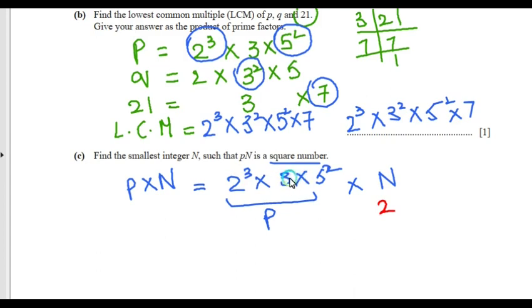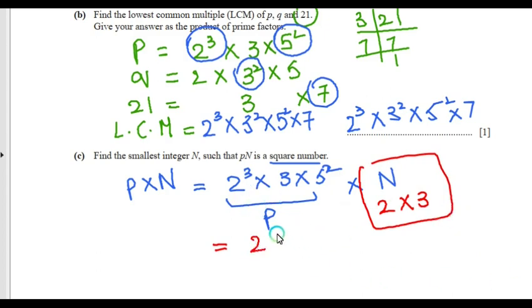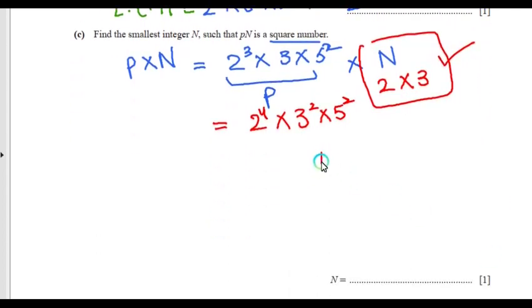Similarly, 3 raised to power 1 is not an even power, so we multiply by 3, so that 3 into 3 becomes 3 square. 5 square is already a square number, so no need to multiply it with anything, that is 5. So the value of n is 6, because if you multiply them, this number will become 2 raised to power 4 and 3 square and 5 square, which is a square number. So the value of n is 2 times 3, which is 6, right?